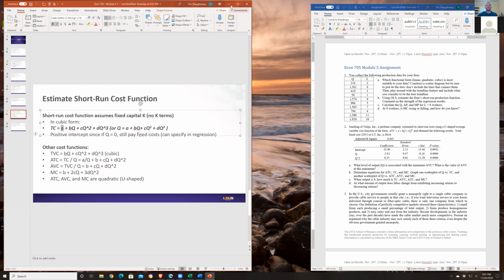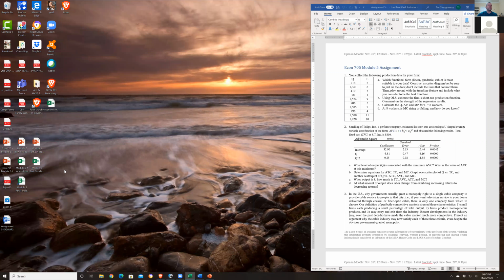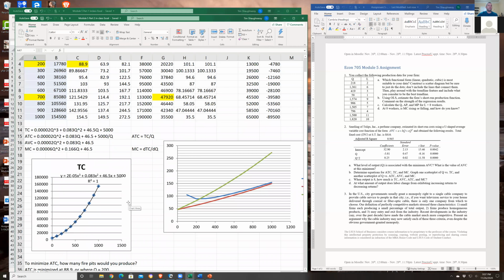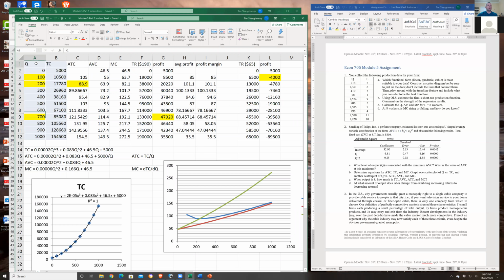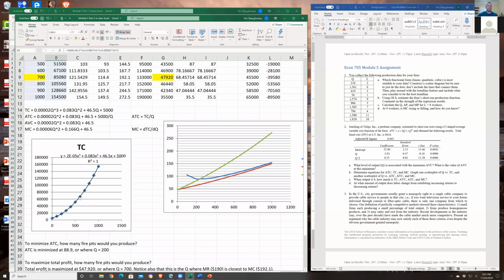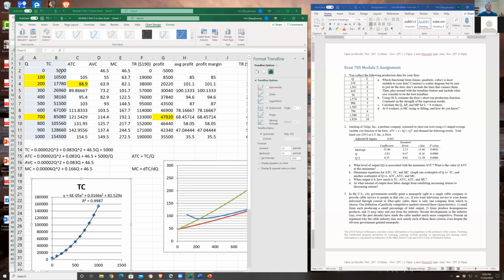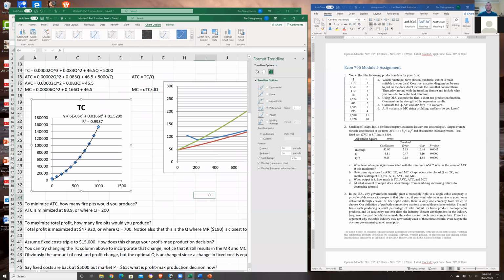If I had a practice problem like this second one, where I've got a quantity column and a total cost column, and I can see that my fixed costs are 5,000, and I went in to do my trend line, I didn't actually do it here. It explains it perfectly well because the r squared is 1. But you can even say, set my intercept to be 5,000, because I just know that's what it's supposed to be, and it's going to give you the exact same equation.